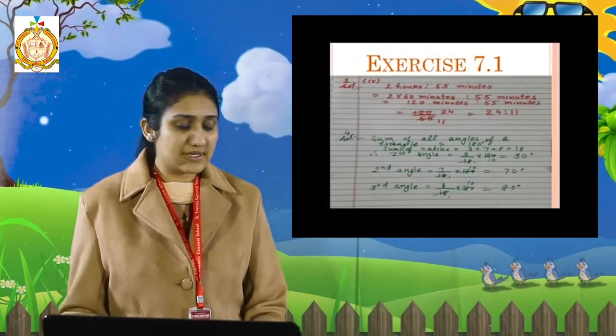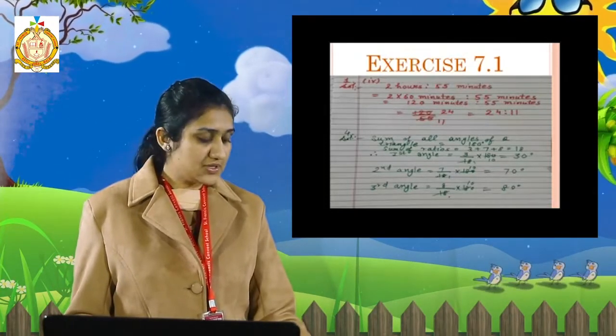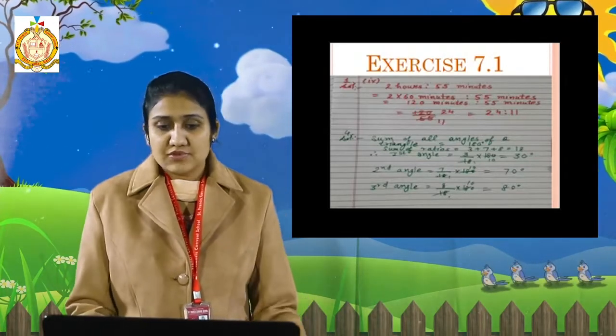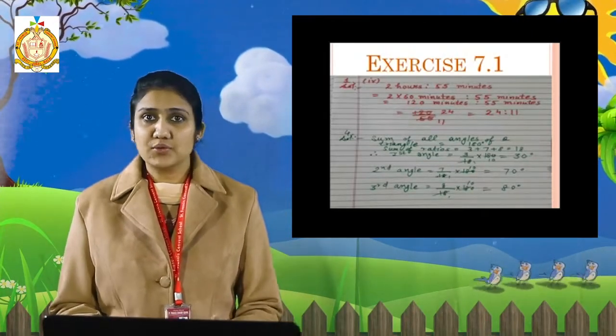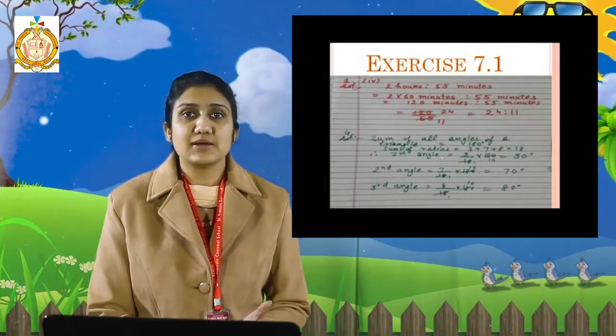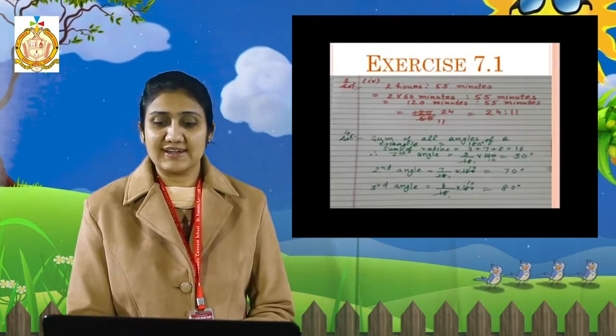Now see the fourth sum. The angles of a triangle are in the ratio 3:7:8. We have to find each angle. The sum of all angles of a triangle we know is 180. Firstly we have to find the sum of the ratios. The sum of the ratios will be 3 plus 7 plus 8, that is 18.